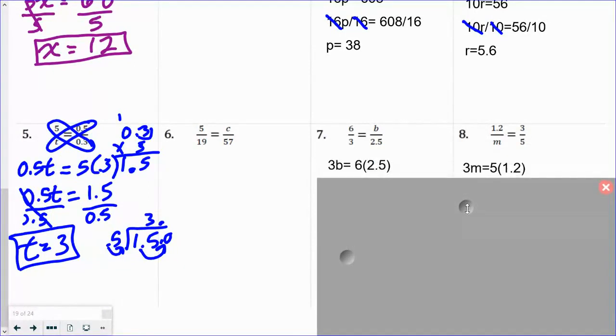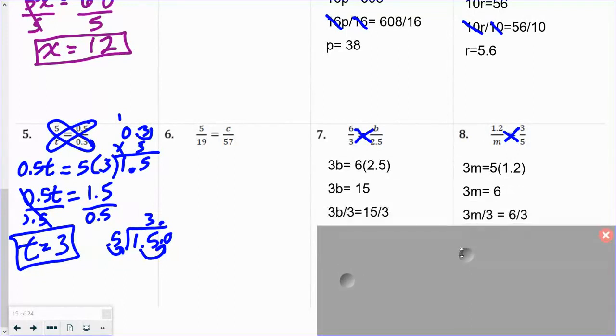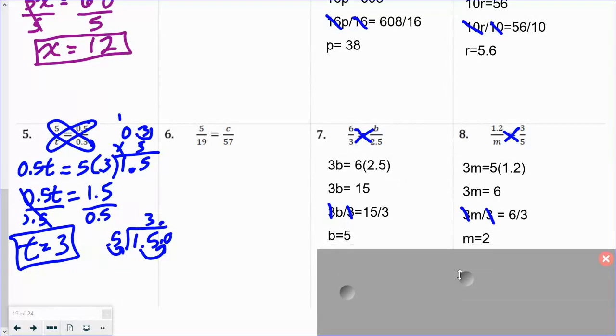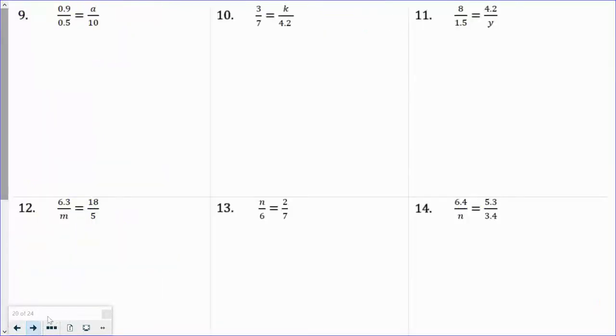All right. So now we have what you're actually multiplying. You took your 3b, and then you took your 6 times 2.5, and 3 times m, and 5 times 1.5. So our equations, 3b equals 15 and 3m equals 6. Then you had to do your division to cancel your 3's. And 15 divided by 3 is 5, and 6 divided by 3 is 2. All right. So the remaining is part of your homework.